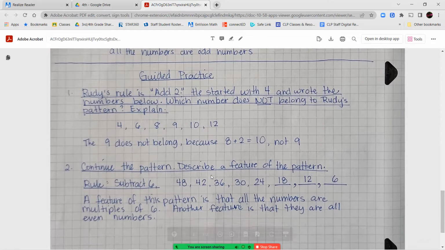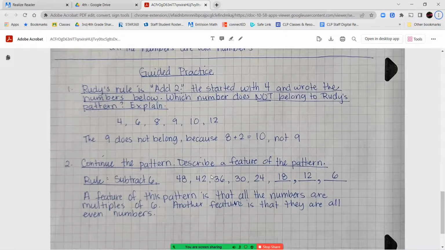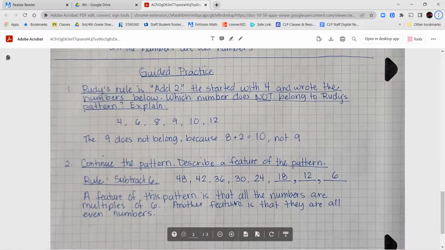All right, next let's get into our guided practice. For number 1, it says Rudy's rule is add 2. He started with 4 and then he wrote the numbers below. Which number does not belong on Rudy's pattern? So we have the numbers 4, 6, 8, 9, 10, 12. Now here we know right away that the number 9 does not belong because 9 is not a multiple of 2. And if we're following the pattern, 4 plus 2 is 6, 6 plus 2 is 8, 8 plus 2 is 10, not 9.